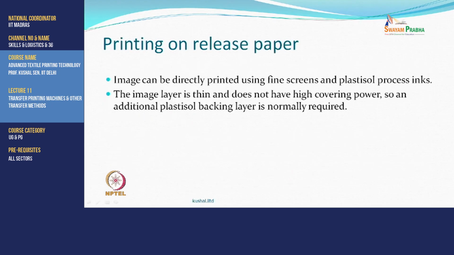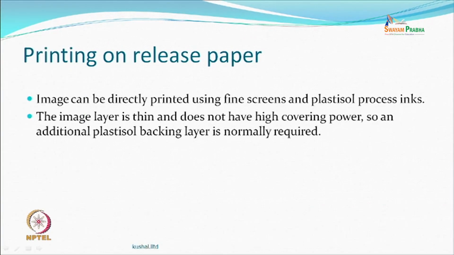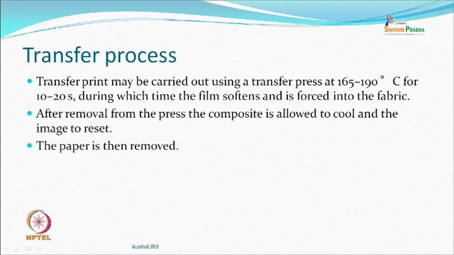So you have a release paper, then you can print actually by any method. People can use screens to print. Sometimes it may have an additional backing layer because the plastisol print is very thin. So you may have a backing layer which can give a bit more stability, so the film could get a bit of an easy transfer. That's all. I think we are looking at the possibility of transfer printing.